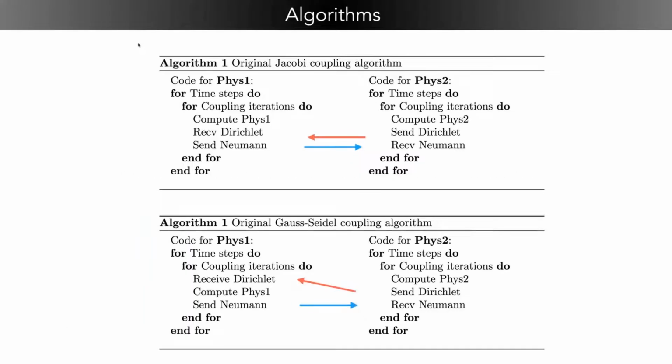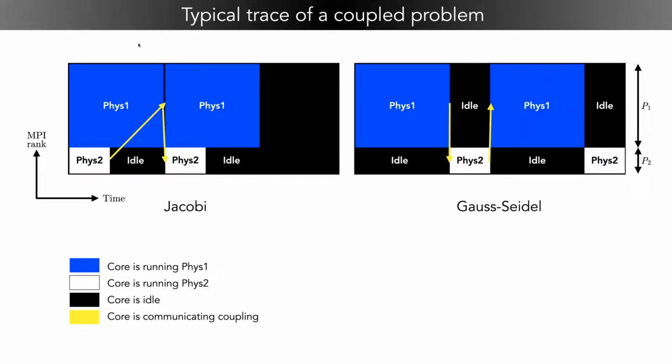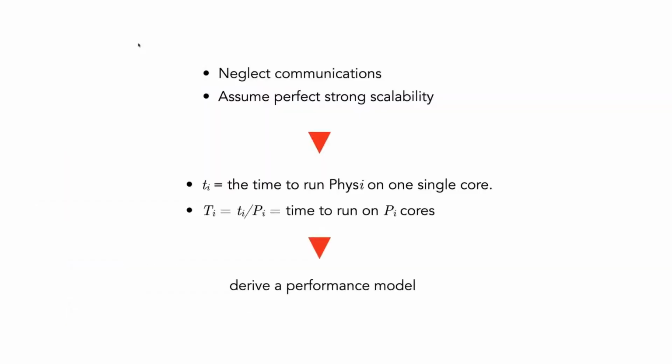Okay, so usually what we do, well, I will go through that. Once we have decided, this is an illustration of both couplings. So with Jacobi, both physics are running at the same time, and with Gauss-Seidel, one is running before the other. So it's like a trace, a very, very schematic trace. And we also see that each physics has its color, and in yellow, you can see the communication when we have to exchange these boundary conditions between the different physics. Okay, so we'll make a few assumptions. We will neglect communications and assume perfect strong scalability, which means that each physics is strongly scalable.